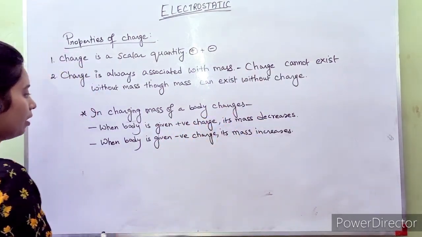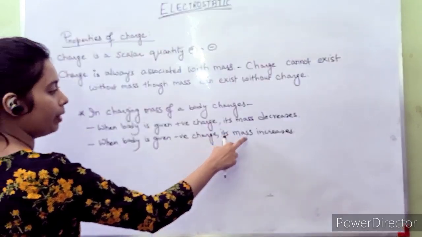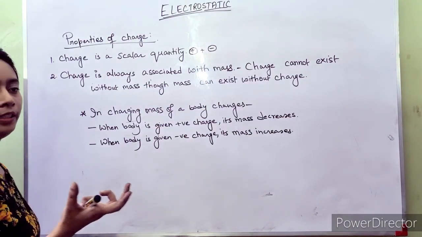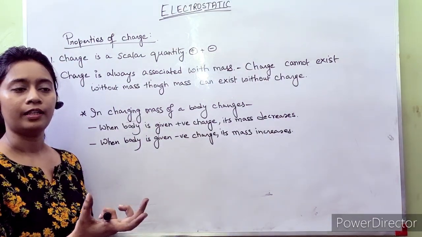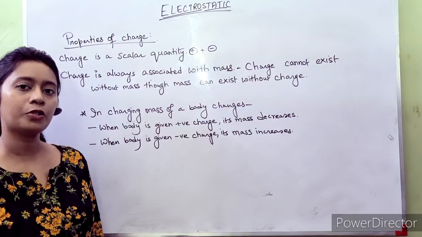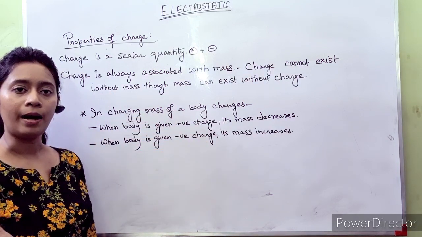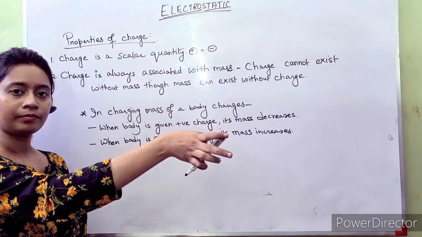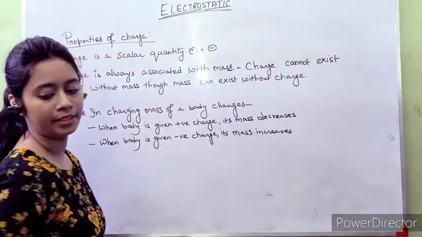And when the body is given negative charge, its mass increases. We are giving negative charge to that body. That means we are giving electrons to that body and adding something extra to the previous one. Means the electron's mass is being added to that previous atom. So obviously the mass will increase.